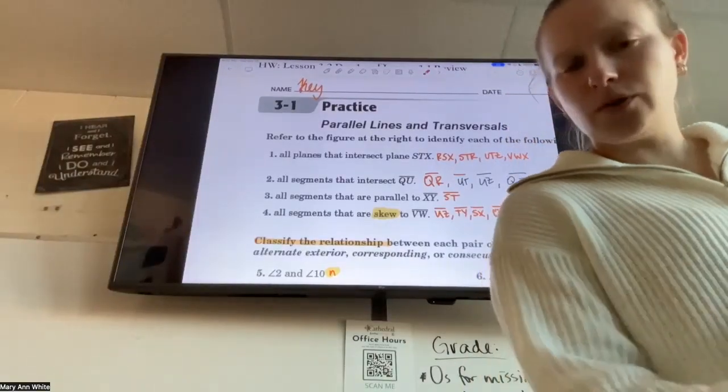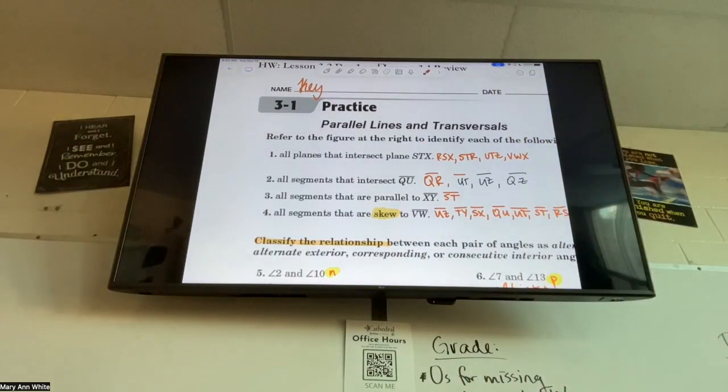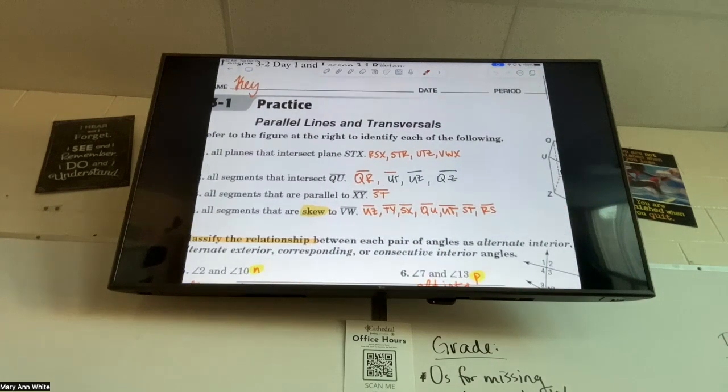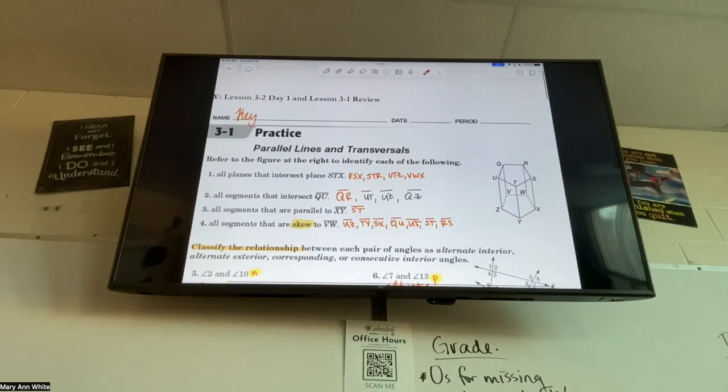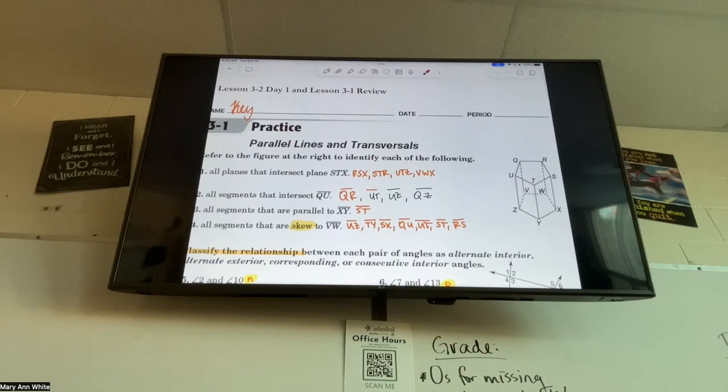All right, so again, we're just going over that 3.2 homework. So we're starting with these four, which I actually think might have been the same as on that other worksheet. So those four should have been easy. Did anybody have any questions on these first four problems?